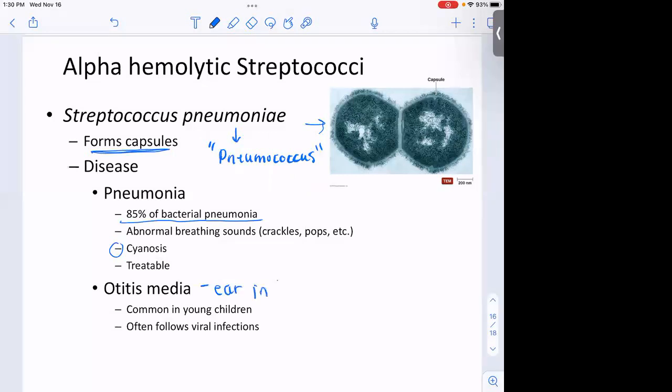Otitis media. Okay, especially common in young children because their ear canal is a lot more narrow and fluid tends to just not drain as well. So it just makes more ideal conditions for an infection. Very common for ear infections to come up after any viral infection.